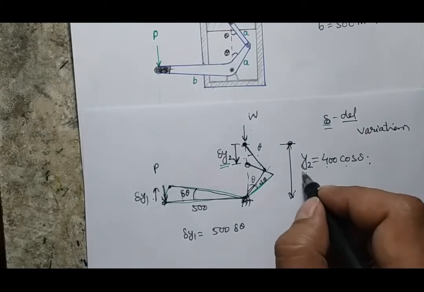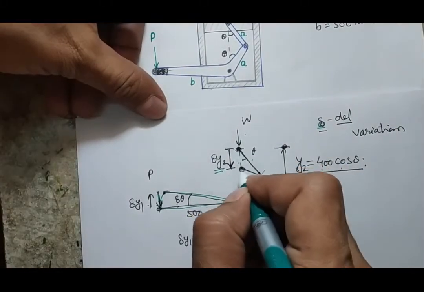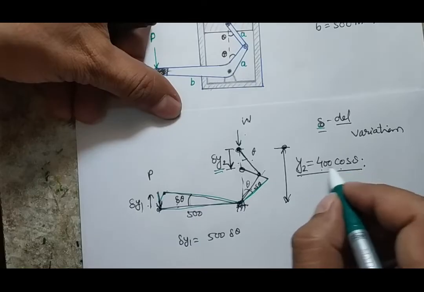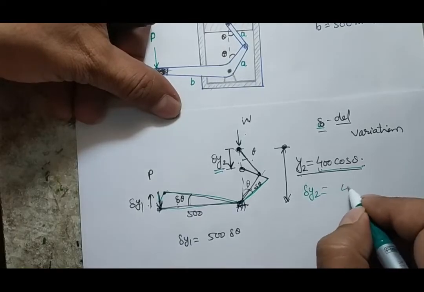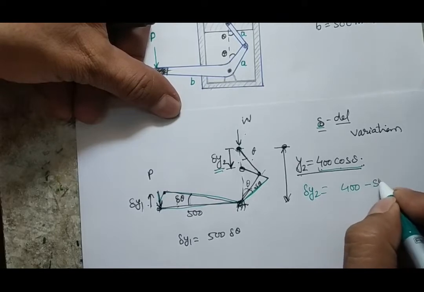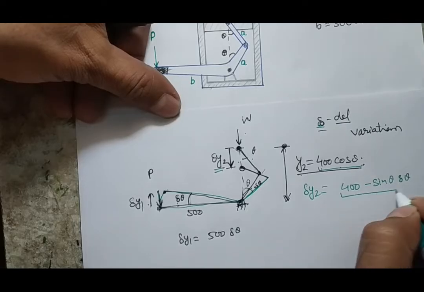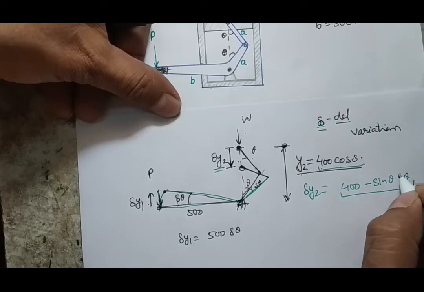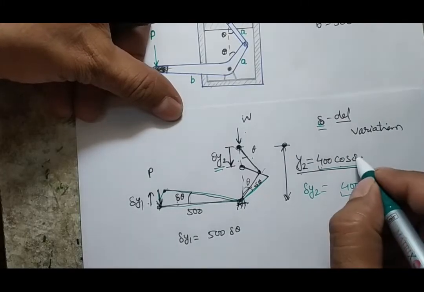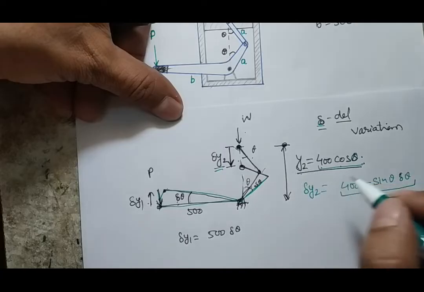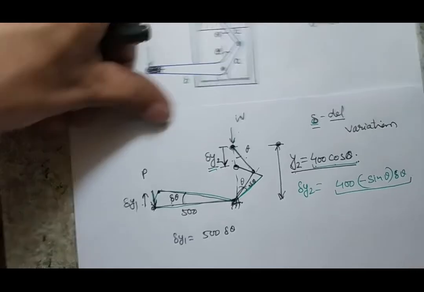This is not del y2, this is the coordinate of this point, and as I said, I am giving a variation to this point, and this variation can be calculated by differentiating this term. So my del y2 will become 400 minus sine theta del theta. This is a standard procedure, so you should not worry about how this del theta has appeared here. It is because when you want to find the variation, you have to follow this kind of differentiation.